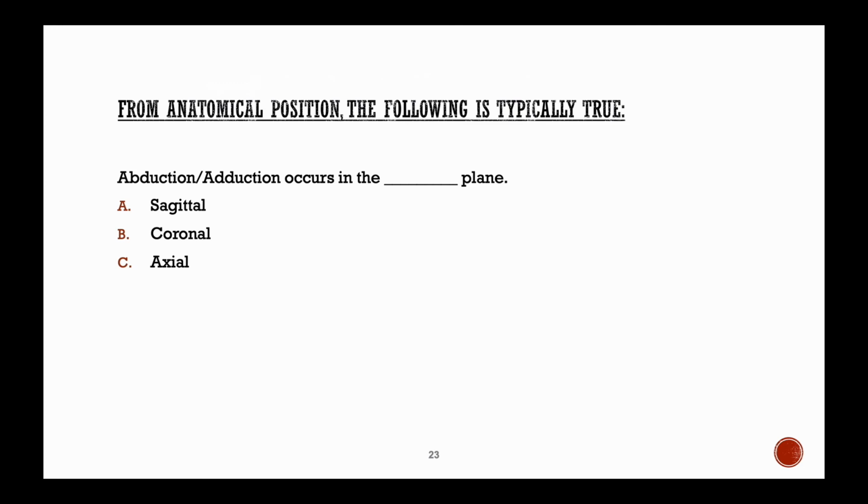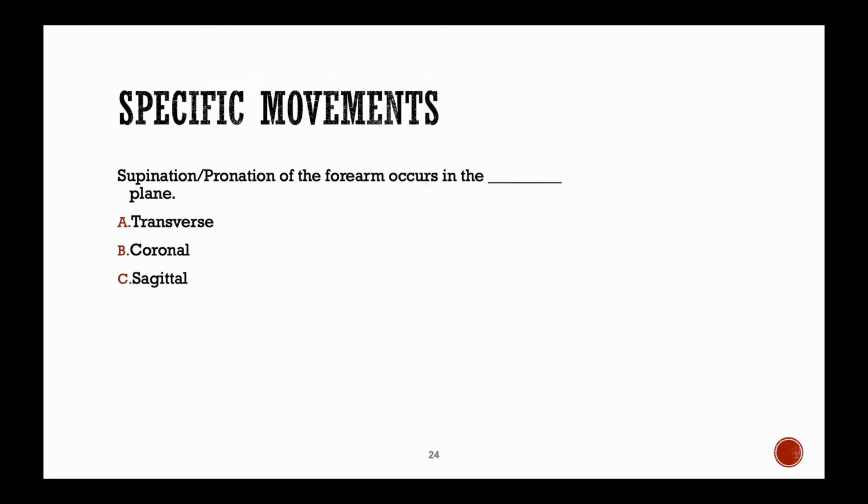Abduction and adduction occurs in which plane of the body? So we are looking at our coronal, also known as our frontal. Supination and pronation of the forearm occurs in which plane of the body? Think of this as very similar to what we had with our shoulder rotation or hip rotation because it is a type of rotation. So we are looking at the transverse plane of movement.